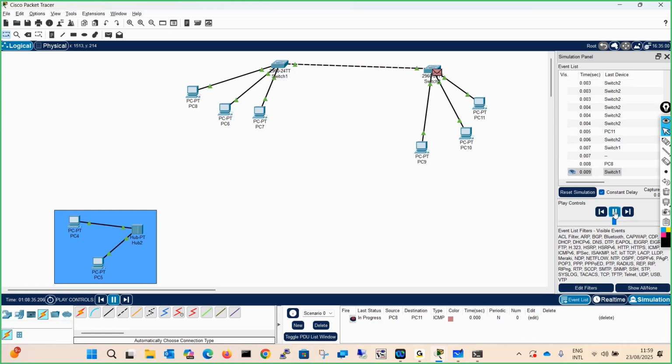And this is not broadcast. This is unicast, one to one. See the flow. PC11 will reply back. See, it is replying back. It's an ICMP packet, PC11's reply. It comes to switch 2 now. Now it will go to PC8. Success. You can see it's successful. Source is PC8. Destination is PC11. ICMP is successful.